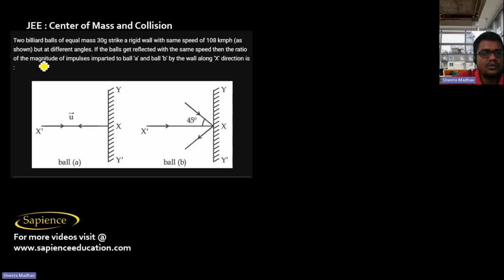Then here it is told two billiard balls of equal mass 30 kg strike a rigid wall with the same speed of 108 km per hour as shown, but at different angles. If the balls get reflected with the same speed, then the ratio of the magnitude of impulses imparted to ball A and ball B by the wall along the x direction is.